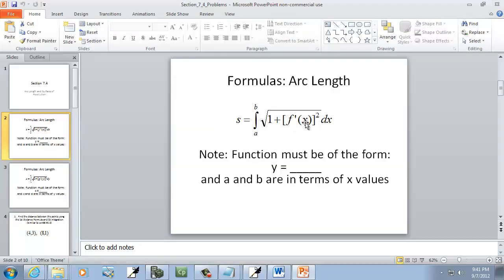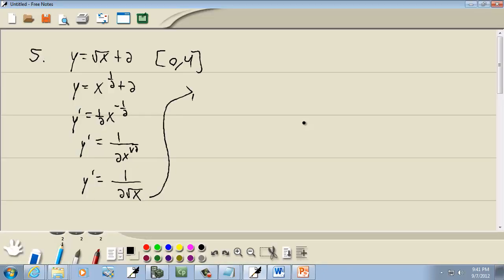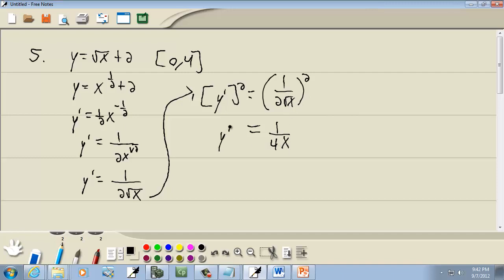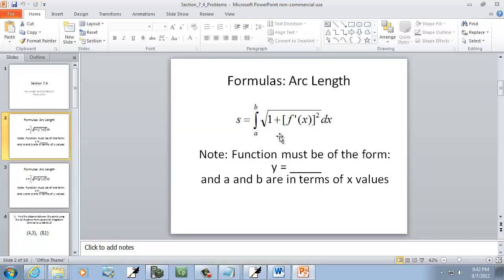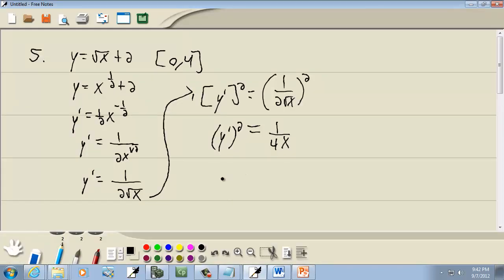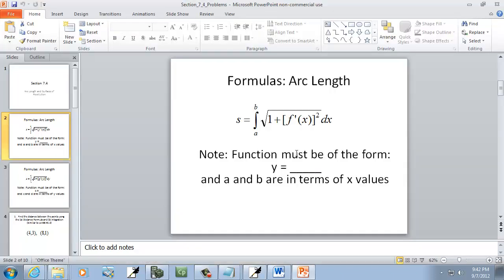Well, that's the y prime, the f prime. And then we're going to square it. So I'm going to take my y prime and square it, which will give us 1 over 2 square root of x, squared. This squared gives me 1, 2 squared is 4, and then square root of x to the second power gives you x. So that's that. And then we want to add 1 to it. So we've got 1 plus 1 over 4x, like that.